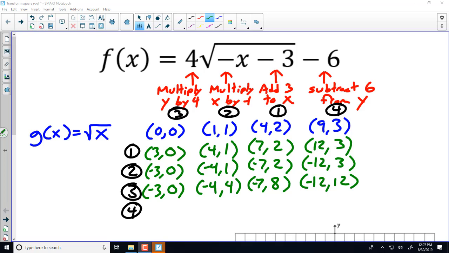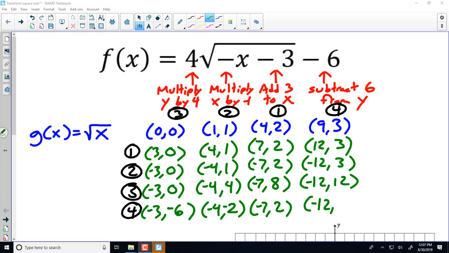Last step, we're going to subtract 6 from all the y's and leave the x's alone. So (-3, -6), (-4, -2), (-7, 2), (-12, 6). Okay, we've got our ordered pairs.